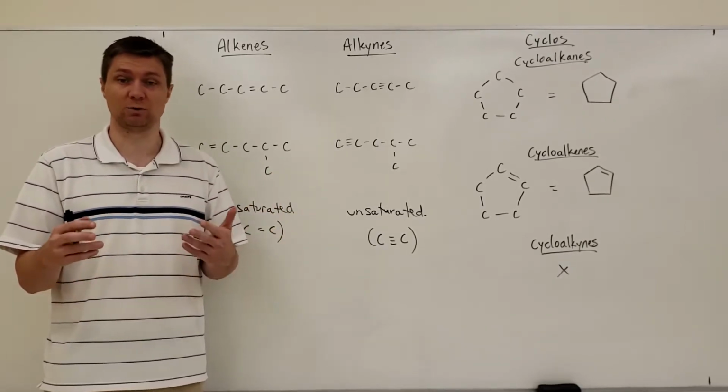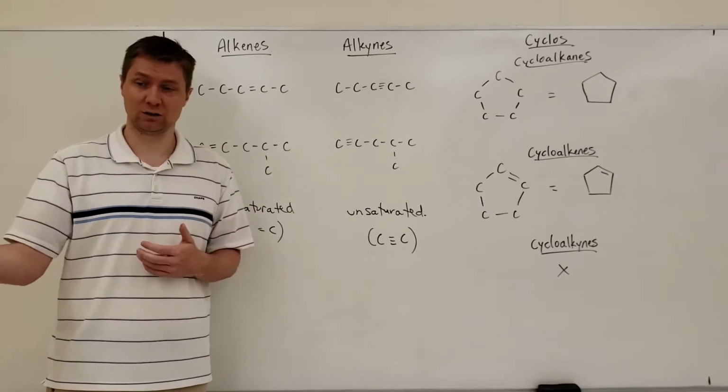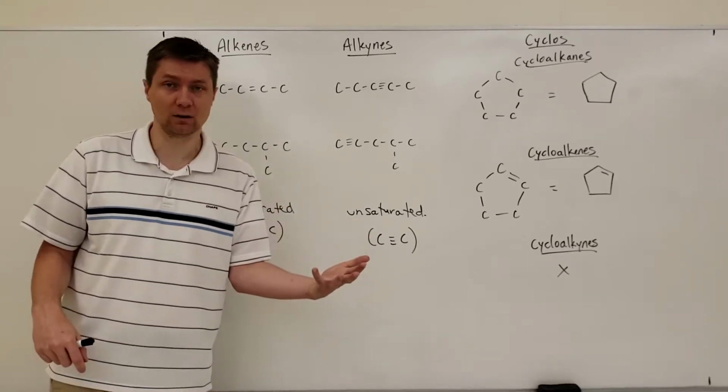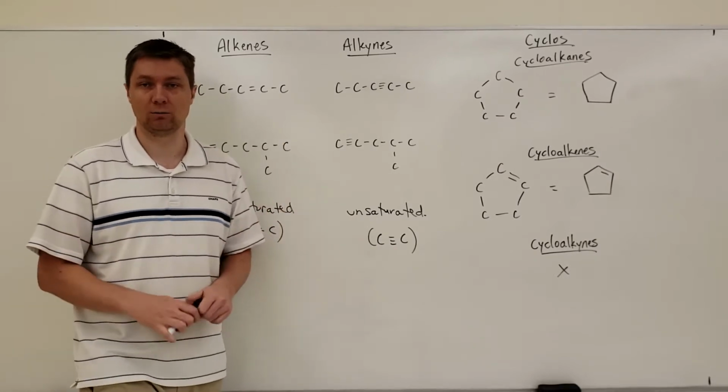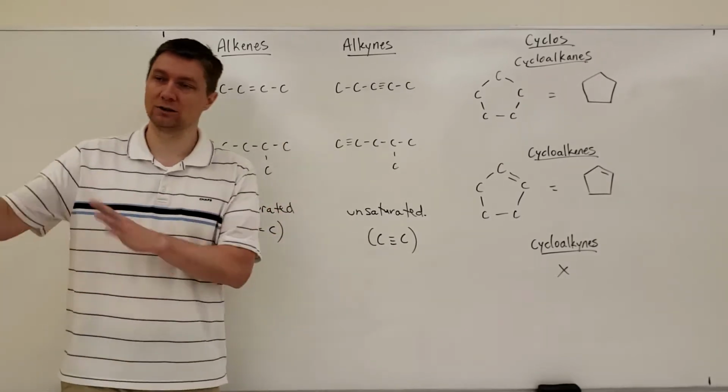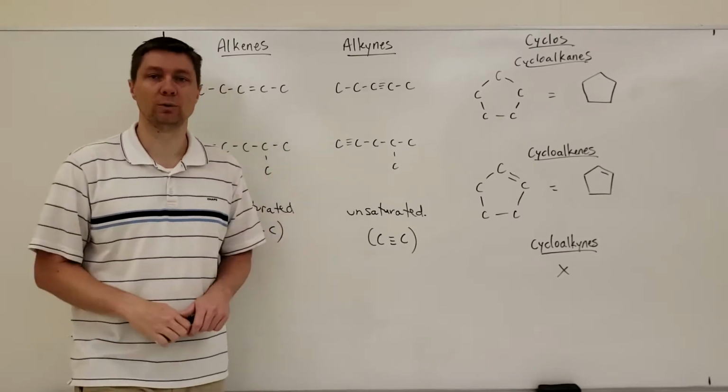So if it's a choice between, okay, do I want this branch to get the lowest number or the double bond to get the lowest number? The double bond always, or the triple bond always gets the lowest number, no matter what. So if that means that the branches then have a higher number, then so be it, that's the way it is.